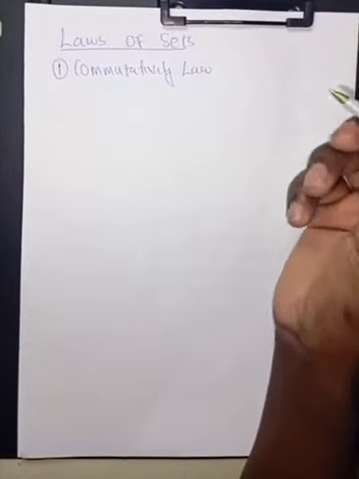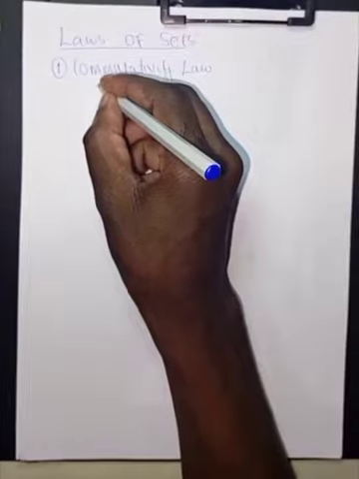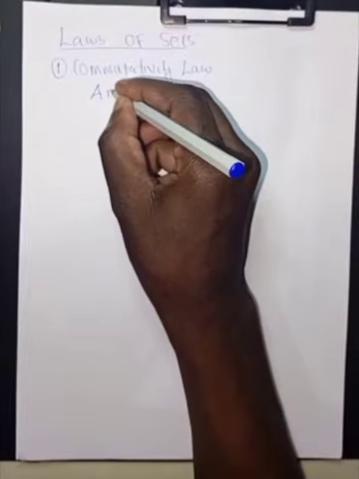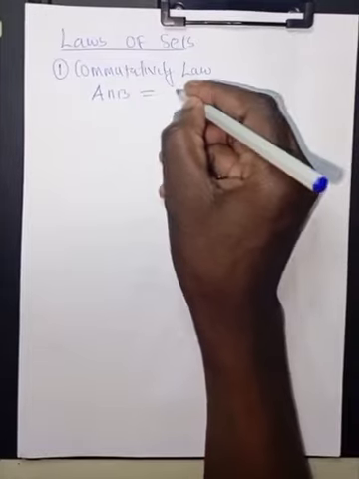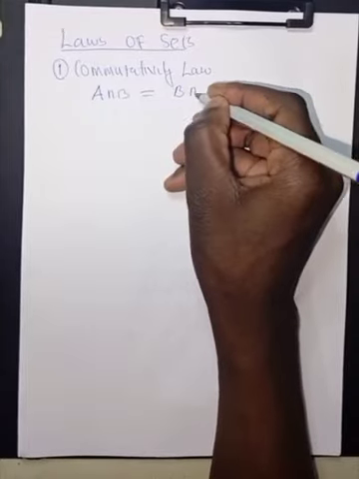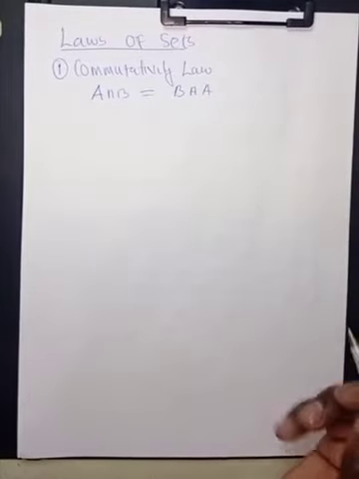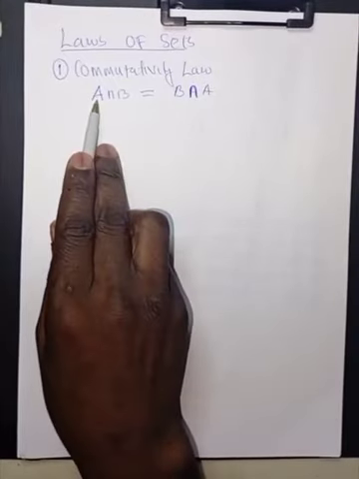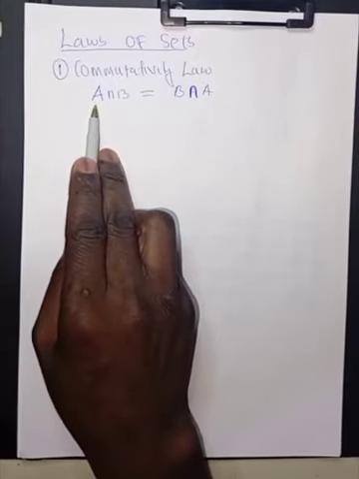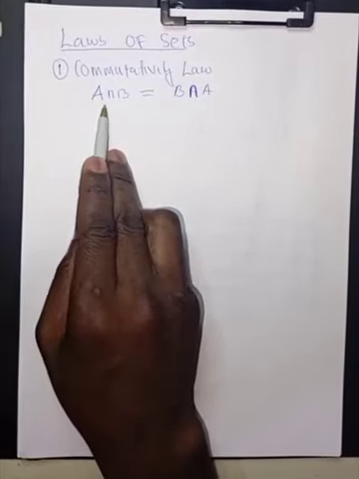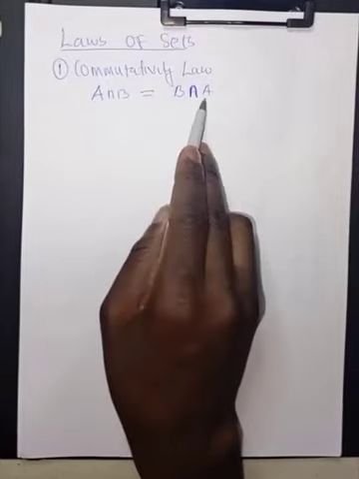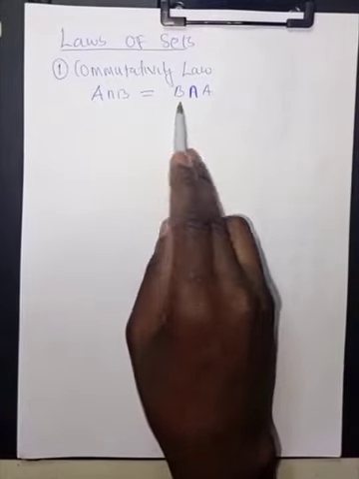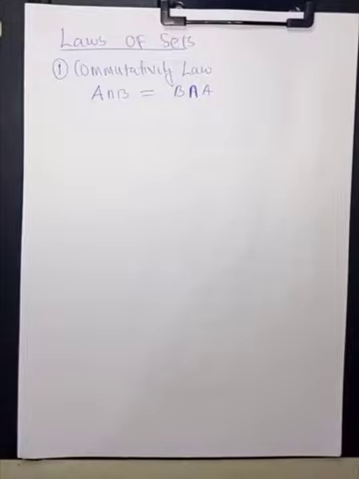So this one says that if you have A intersection B, it is equal to B intersection A. So what we have done here basically is just to swap. In the first case, we have A as the first letter or the first set. We try to intersect with B. Then on this side we swap, B to be the first one and A to be the last one. So according to commutativity law, A intersection B is equal to B intersection A.